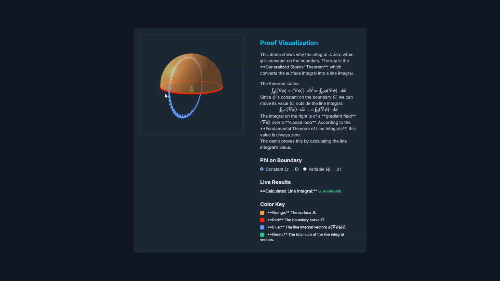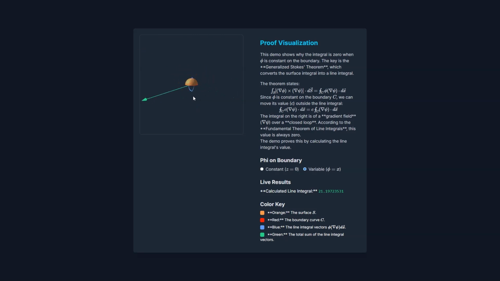Imagine a curved surface, such as an orange hemisphere, sitting atop a flat, circular boundary. When we study how two different scalar fields interact across the surface, we find a remarkable rule. If the first field remains exactly the same value all along the boundary curve, the total sum of their interaction over the entire surface will always be zero.